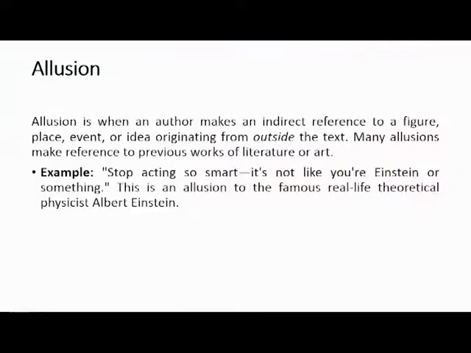And then we have what we call allusion. Allusion is when an author makes an indirect reference to a figure, place, event, or idea originating from outside the context. Many allusions make reference to previous works of literature or art. For instance, "Stop acting so smart. It sounds like you are Einstein or something." This is an allusion to the famous real-life theoretical physicist Albert Einstein.